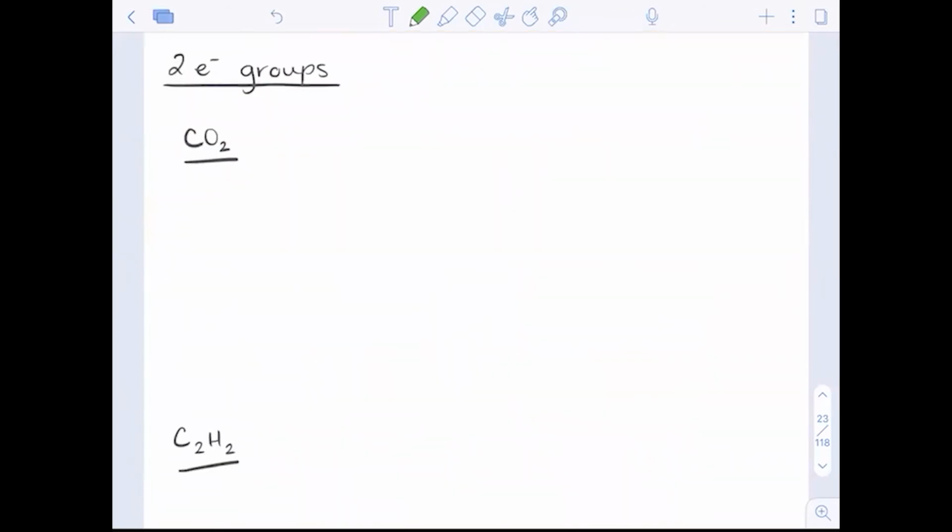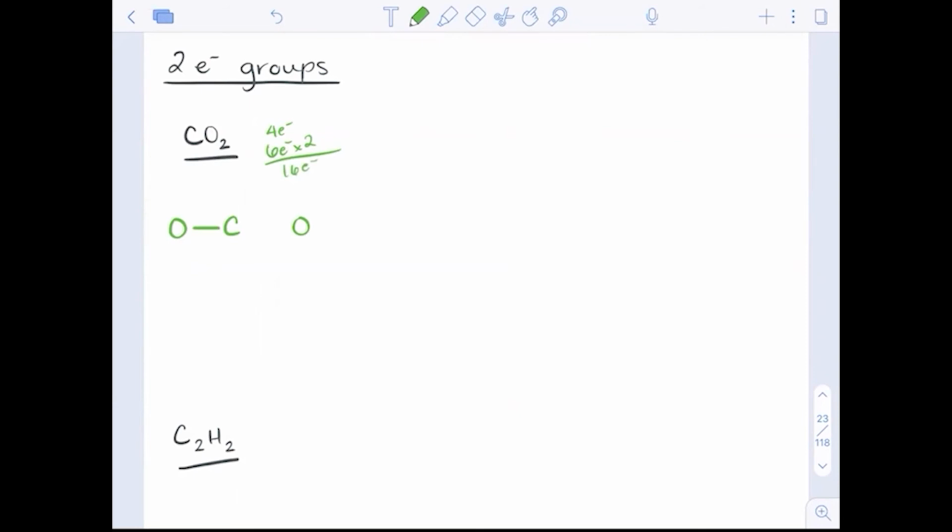All right, 2 electron groups. Let's continue on. We've done carbon dioxide before. Again, carbon brings 4 electrons to the table. Each of those oxygens brings 6 electrons to the table. So we're looking at 16 electrons. 2, 4, 6, 8, 10, 12, 14, 16. But carbon doesn't have its octet, so we're going to share. Again, share. And there's carbon dioxide.